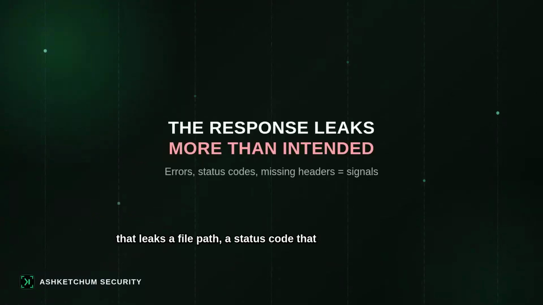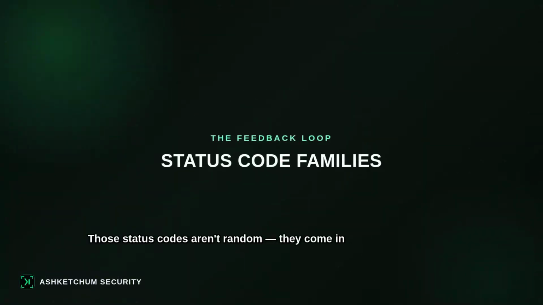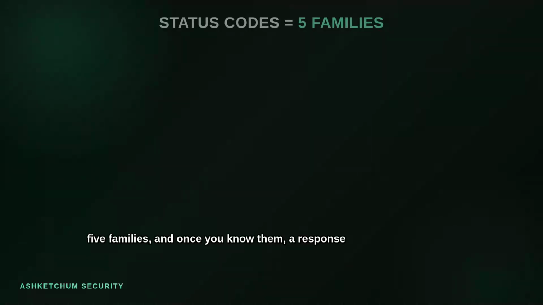As a tester, you read responses for signals, an error that leaks a file path, a status code that reveals whether a user exists, a header that's missing when it should be there. The response is the server talking back, and it says more than the developers intended. Those status codes aren't random, they come in 5 families, and once you know them, a response tells you what happened before you even read it.